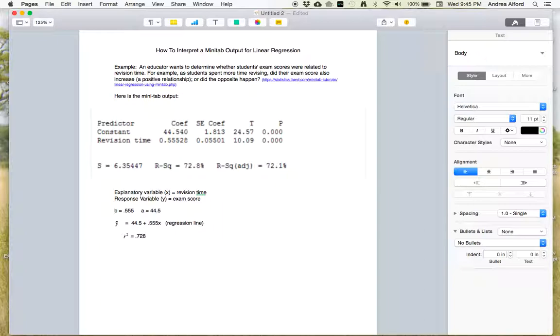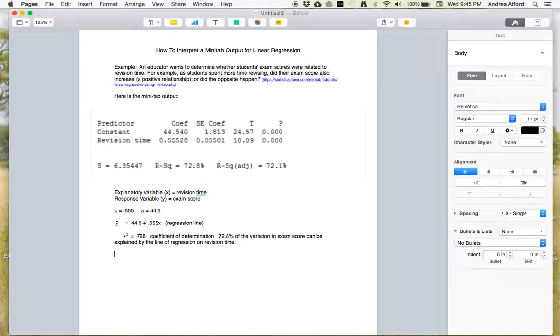Okay, so how do I get r? Well, to get r, I just need the square root of that. So r is simply equal to the square root of that. Remember, r squared is my coefficient of determination. So what do I know? I know that 72.8% of the variation in exam score can be explained by the line of regression on revision time. So that's how I interpret it.